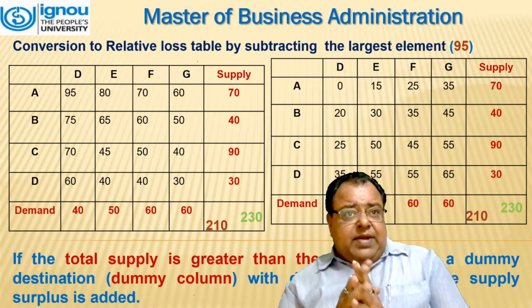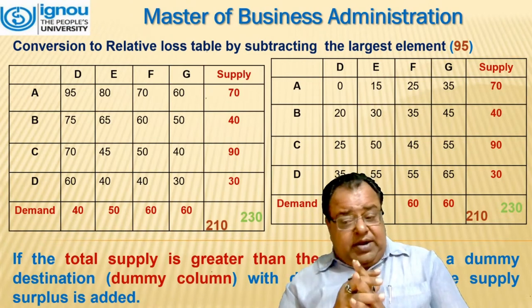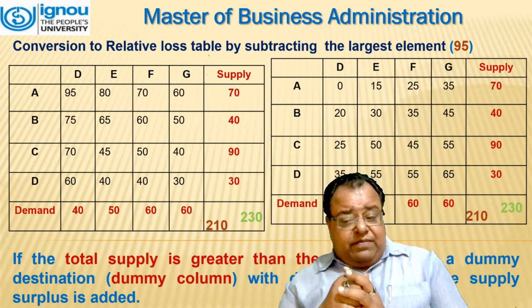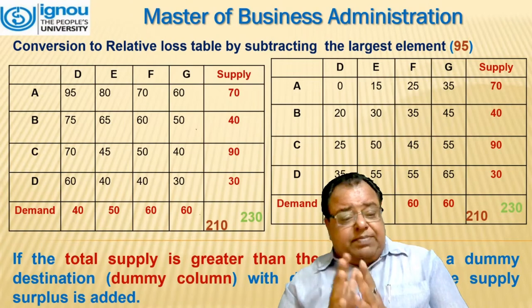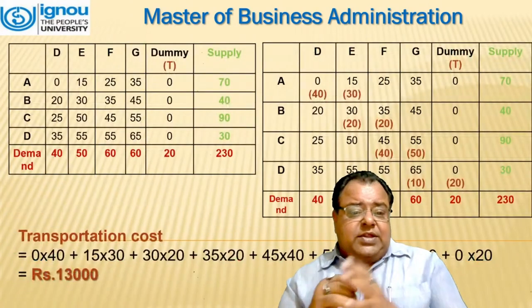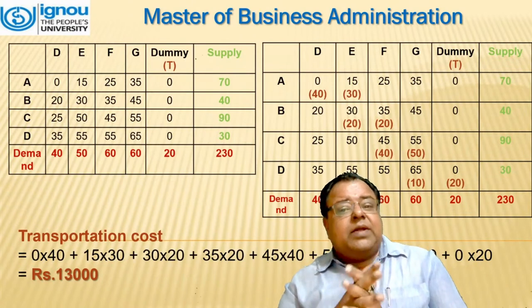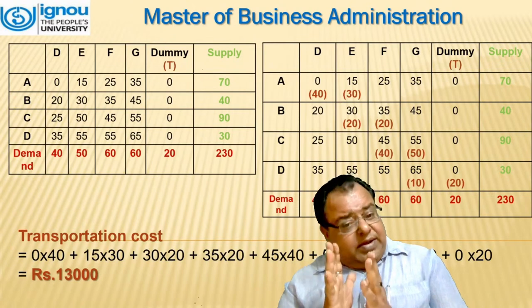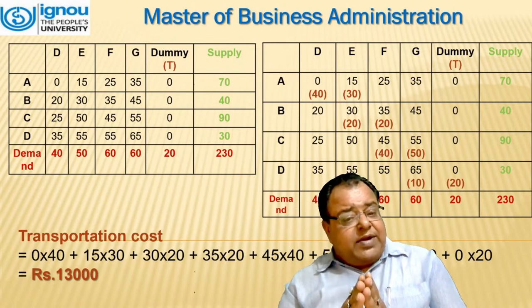If the total supply is greater than the total demand, a dummy destination, a dummy column, has to be added with the supply surplus. How will this be? This will be transformed like this now. A dummy column has been added. The difference of the value is added to it.